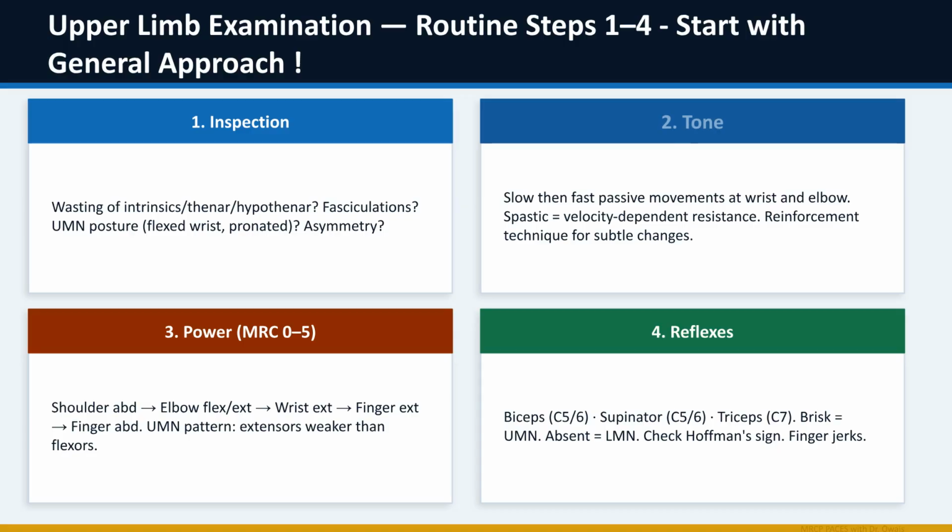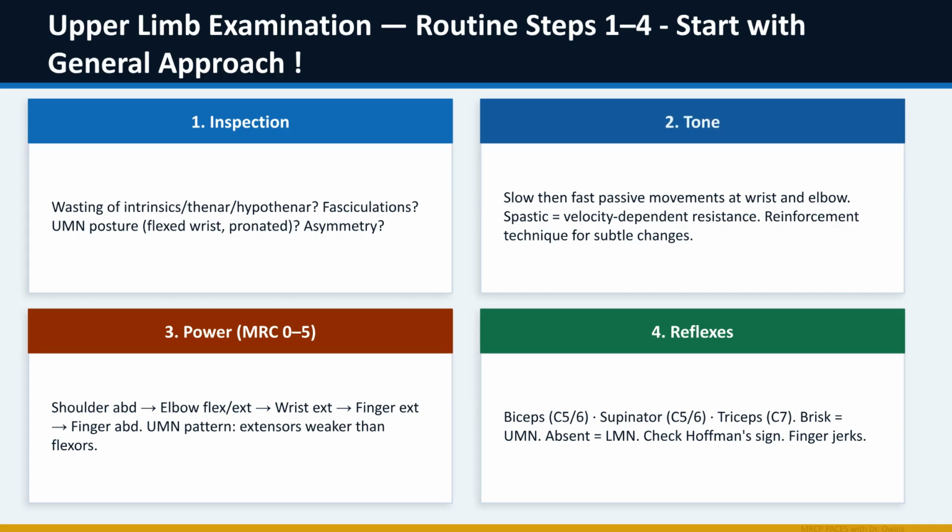What you are feeling for. Normal tone. Smooth, consistent resistance throughout the range of movement. Spasticity. Increased tone with a velocity-dependent quality. As you move faster, resistance increases. There is often a clasp knife quality, initial resistance that suddenly gives way, like opening a penknife. Spasticity is a sign of upper motor neuron pathology.